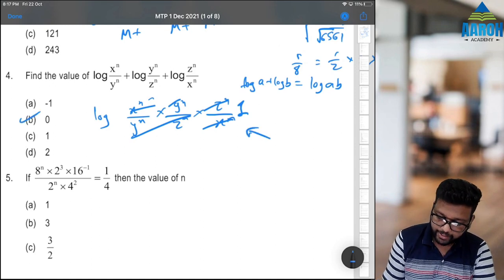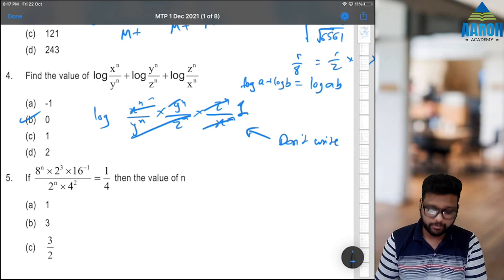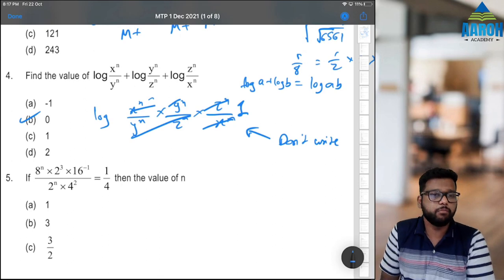Don't write this in exam. Okay, don't write. I have written it for you, but you should not write, because you can see in exam, it is getting cancelled. So just write 0. Don't waste time. In maths, time is very important.